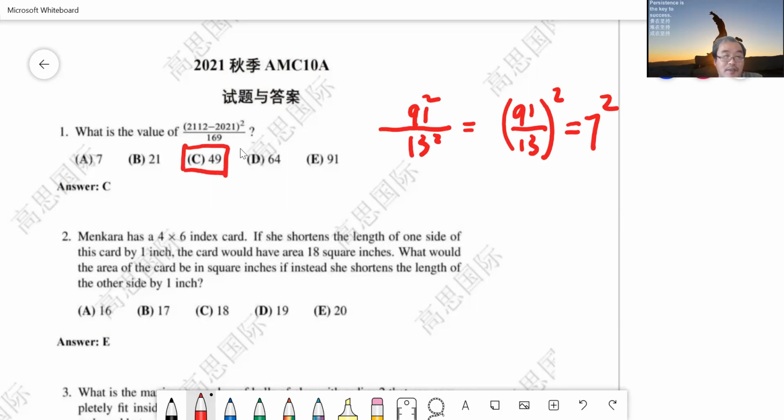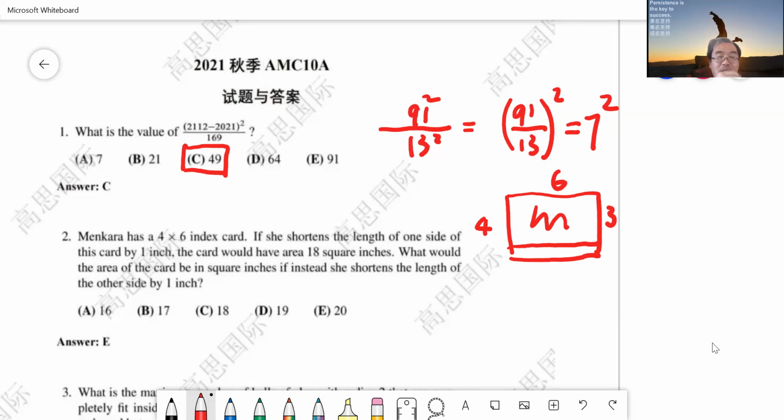All right, let's look at the second question. Mankara has a 4x6 index card. If she shortens the length of one side of this card by 1 inch, the card would have an area of 18 square inches. Let's see what happened. So let's draw a rectangular card, 4x6. If we shorten one side by 1 inch, it makes an area of 18. We can easily see that's going to be 3 by 6, so the area is 18, right?